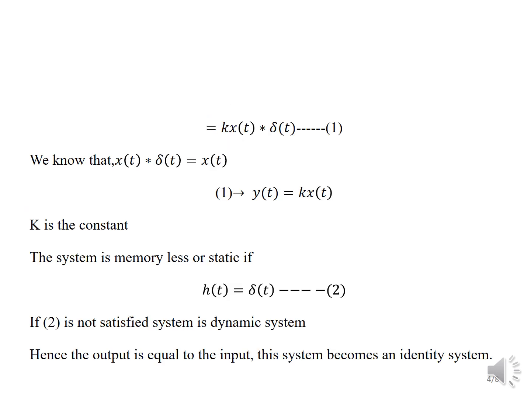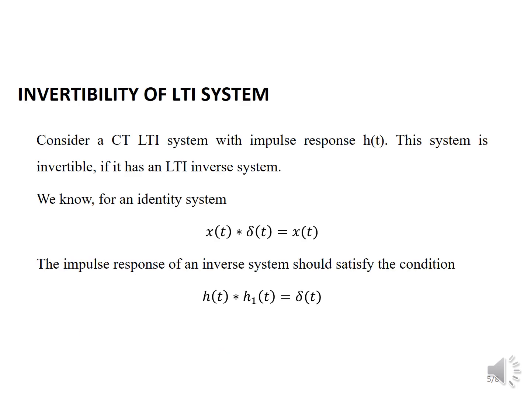convolution delta of t. We know that x of t convolution delta of t can be written as x of t, therefore from equation 1 we can write this as y of t equal to k into x of t, where k is the constant and the system is memoryless and static. If h of t equal to delta of t and this second condition is not satisfied, such a system is said to be the dynamic system. Hence the output is equal to the input and the system becomes an identity system.